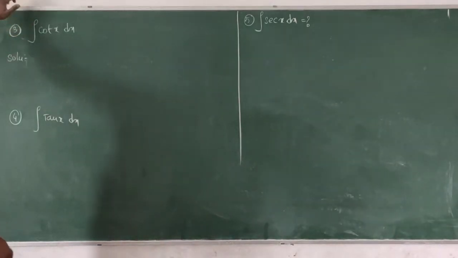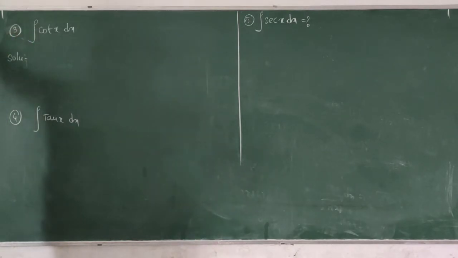Continuing with the third one, integration of cot x dx. Can you observe this? We know the derivative of cot x is minus cosecant square x. But do we have the integration of cot x formula? No. Just verify in formulas 28 to 30, is there a formula for integration of cot x? No. We don't know the formula for integration of cot x.